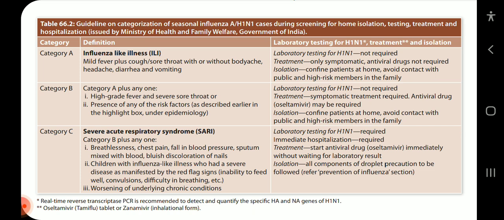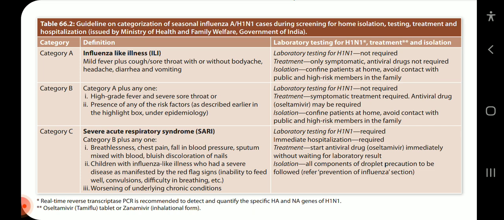Category C, severe acute respiratory illness, SARI. Category B plus any one of: breathlessness, chest pain, fall in blood pressure, sputum mixed with blood, bluish discoloration of the nails, or children with influenza-like illness who had severe disease as manifested by red flag signs, inability to feed well, convulsion, difficulty in breathing, etc., or worsening of the underlying chronic conditions.